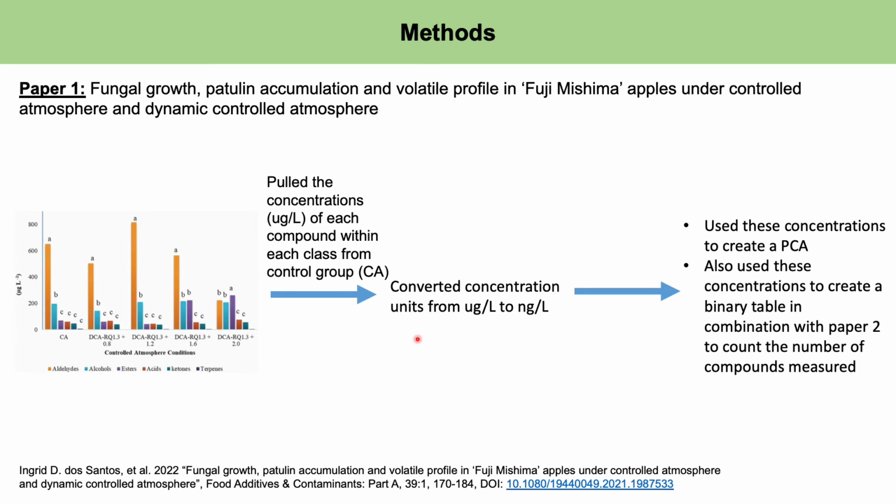So to actually obtain this data, for paper 1, I pulled the concentrations of each compound within each class from the control group that is shown in this figure here, and the only calculation I did was I converted the concentration units from micrograms per liter to nanograms per liter, and I used these concentrations to create my PCA, and then I also created a binary table to count the number of compounds measured in this study.